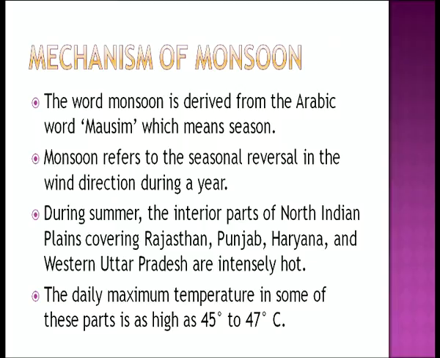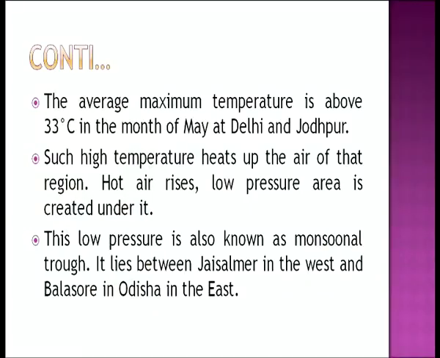During summer, the interior part of North Indian plains covering Rajasthan, Punjab, Haryana and western Uttar Pradesh are intensively hot. The daily maximum temperature in some of these parts is as high as 45 degrees centigrade to 47 degrees centigrade. The average maximum temperature is above 33 degrees centigrade in the month of May at Delhi and Jodhpur. Such high temperature heats up the air of that region. Hot air rises, low pressure is created under it, and this low pressure is also known as the monsoonal trough. It lies between Jaisalmer in the west and Balasore in Odisha in the east.